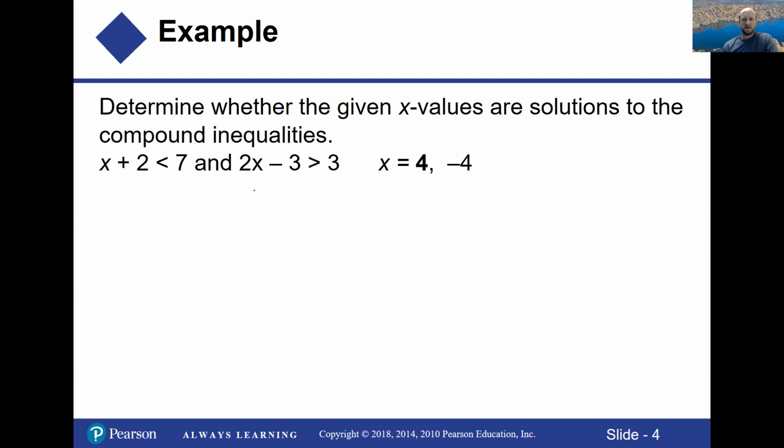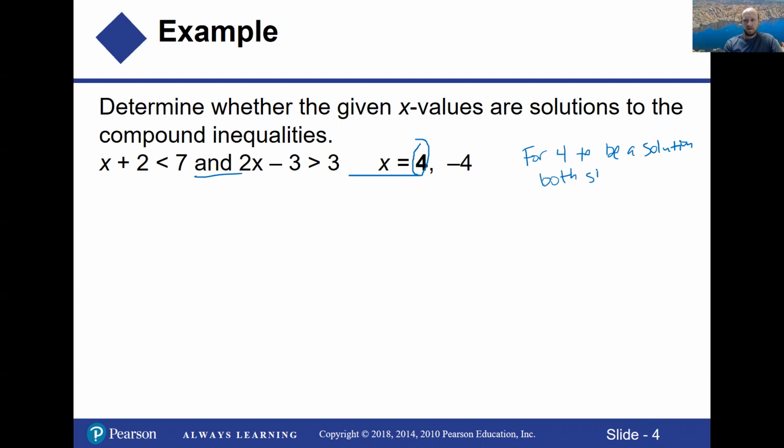Determine whether the given x values are solutions to the compound inequalities. So we have x plus 2 is less than 7 and 2x minus 3 is greater than 3. And we're going to check 4 first. We see here that this is an "and," so both must be true for 4 to be a solution.